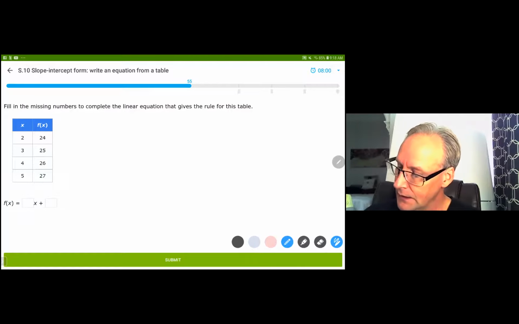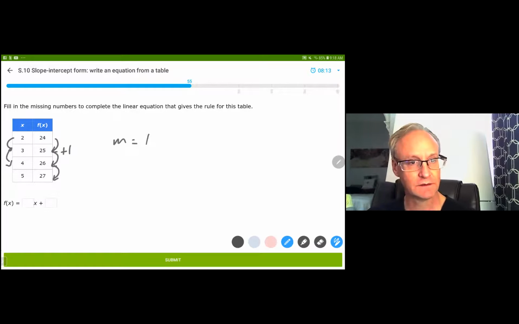Okay, it looks like we're going up by 1. We're going up by 1. We're going up by 1. That's plus 1 for the change in y, and the x's are also going up 1. So the slope is 1 in this case. So I already know half the problem. I'm going to put a 1 in front of the x. That's my coefficient. Now, in order to find the rest of it, we're going to use y equals mx plus b. If you can do it in your head, great, because you already know half.